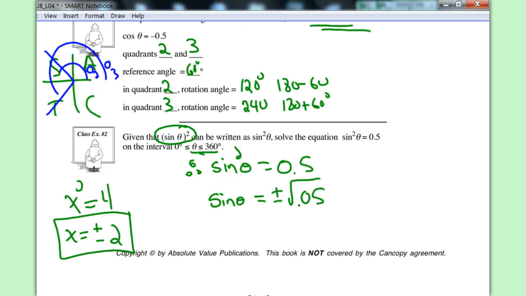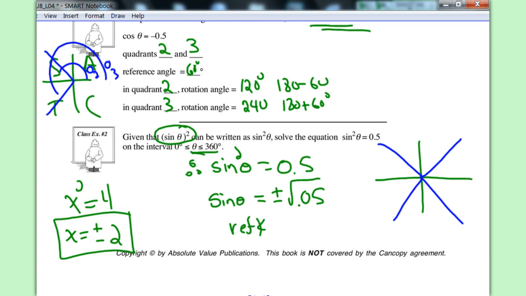Now I'm still between 0 and 360 degrees, so when I consider what quadrant this should be in, I use my CAST rule. Because it's both positive and negative, it could be in quadrants 1, 2, 3, and 4. I have 4 possible answers. I find out my reference angle, and the reference angle turns out to be 45 degrees.